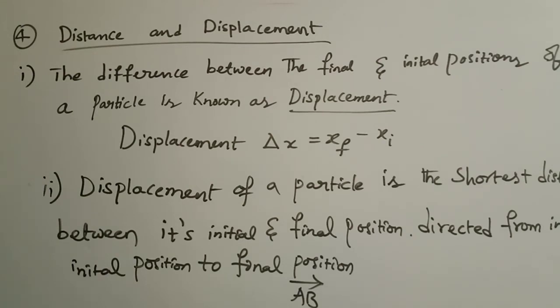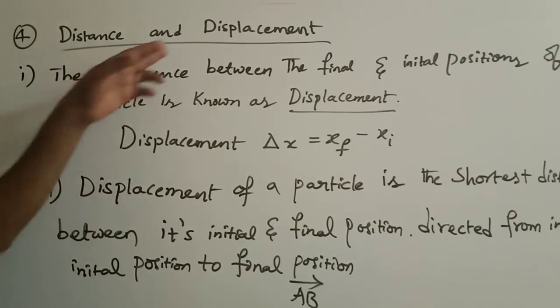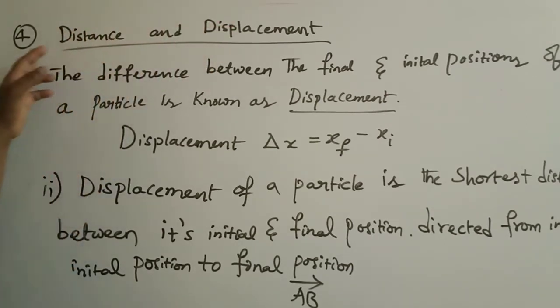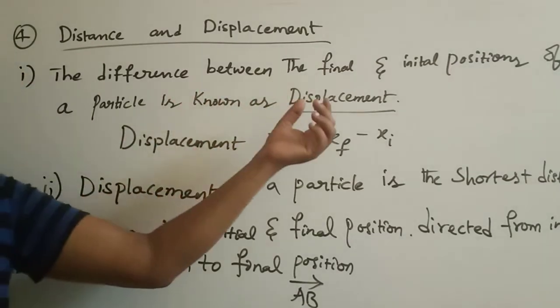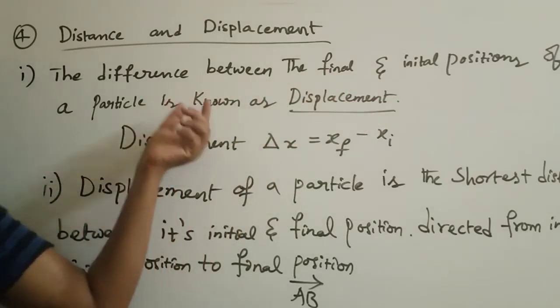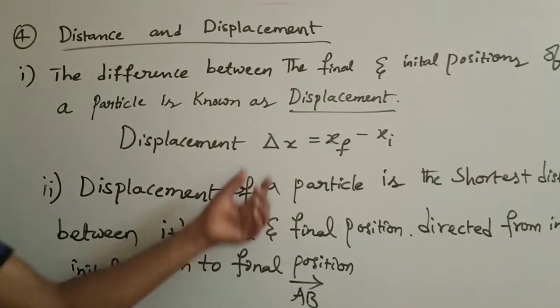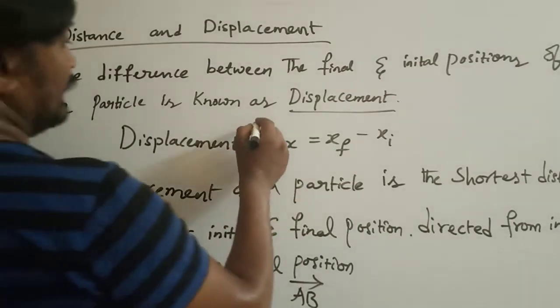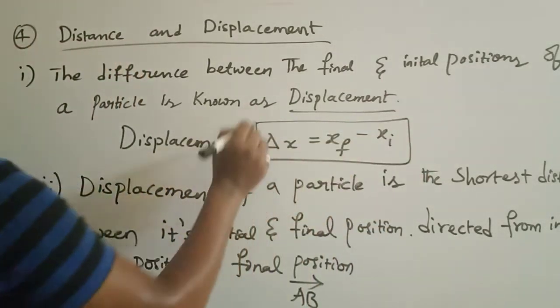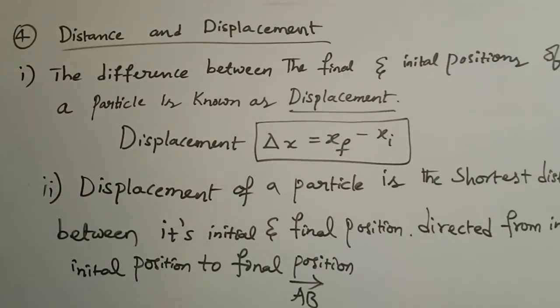Okay, next important point you have to remember: what is meant by distance. Till now we discussed what displacement is. The difference between the final and initial positions of a particle is known as displacement. So here you have to remember delta x is equal to xf minus xi. That is about your displacement, and now let's move on to distance.